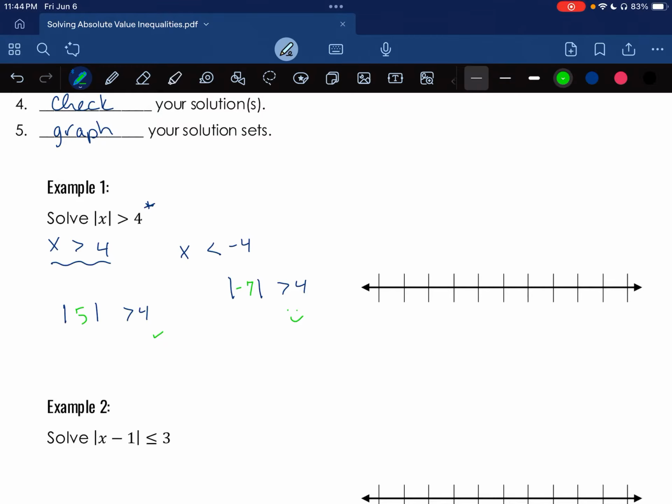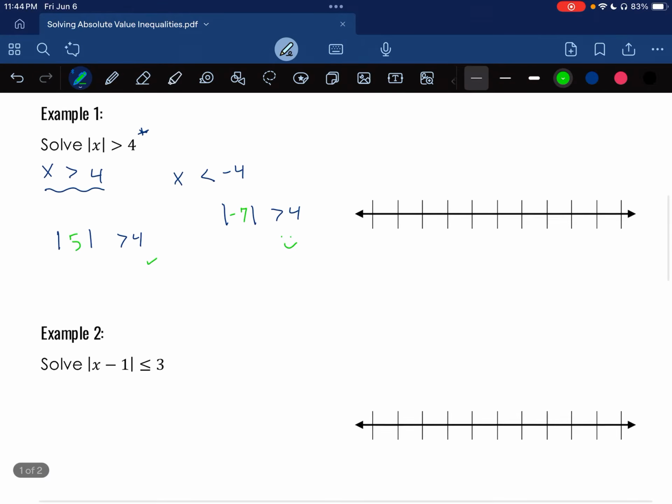So for graphing, I'm going to go ahead and number my number line, starting at negative 5. I wrote negative 2 twice. So silly. All right, so we're going to have an open circle at negative 4, getting smaller. Open circle at positive 4, getting larger.